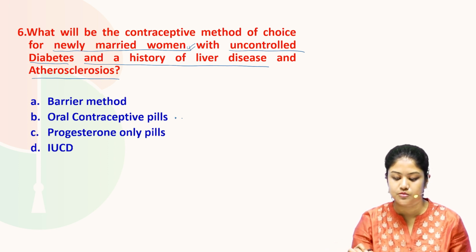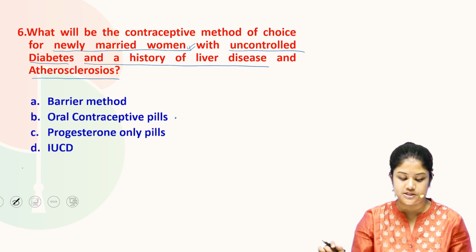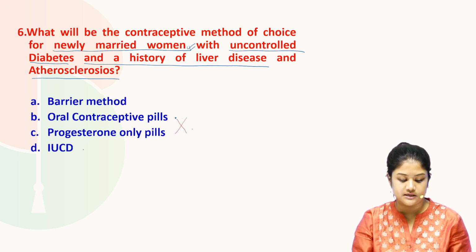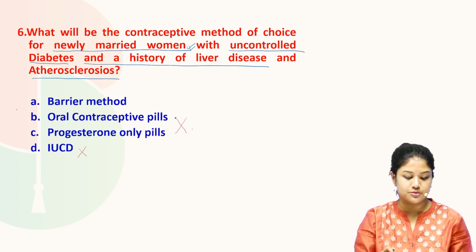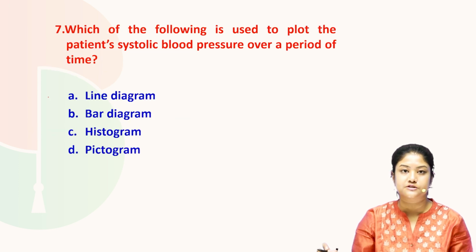But we have comorbidities also given in the question, that is uncontrolled diabetes and a history of liver disease and atherosclerosis. So in these kind of questions, we cannot use oral contraceptive pills. We cannot use progesterone only pills. These are hormonal pills. IUCD also we do not prefer, whereas the only safest option would be barrier method. So moving to next question.